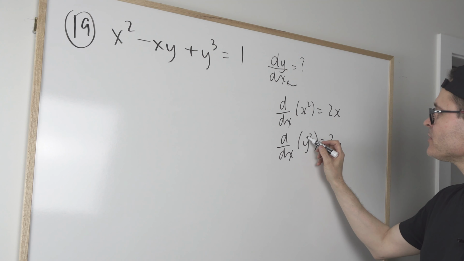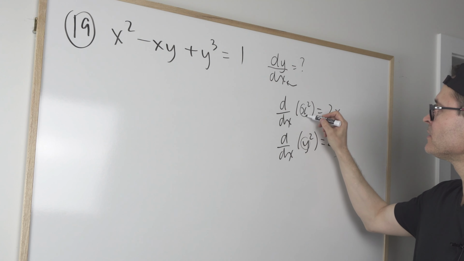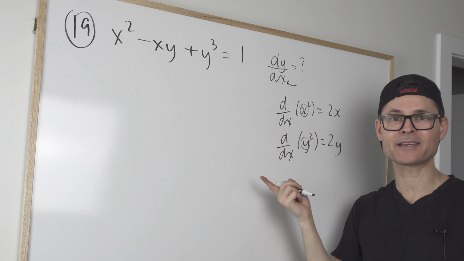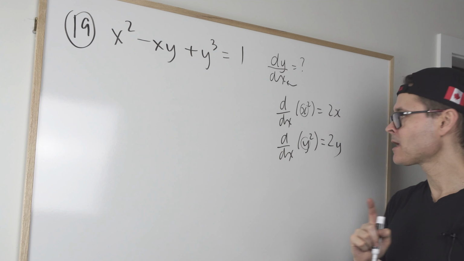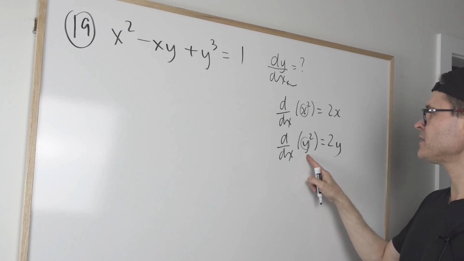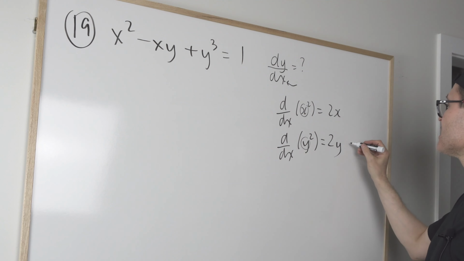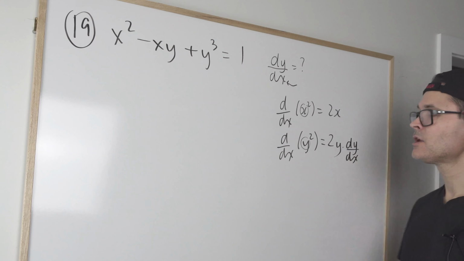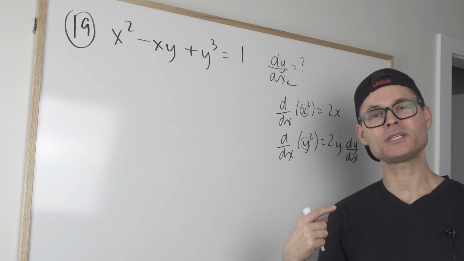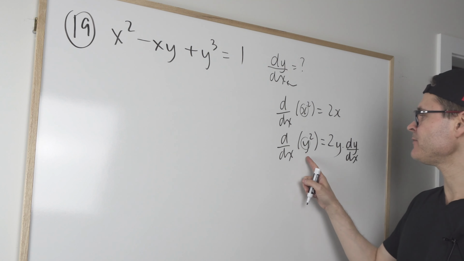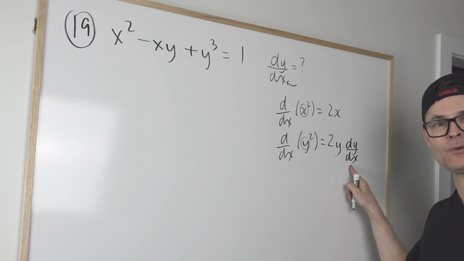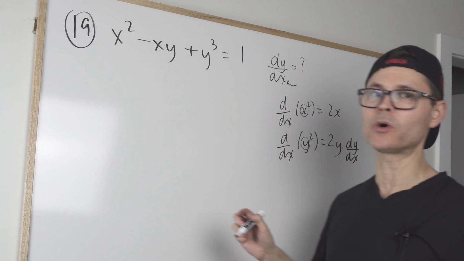But then remember, this is the inside function. So the reason why it's only 2x is because dx/dx is 1. But here I'm taking the derivative of y with respect to x. So I have to then multiply it by dy/dx. If you have trouble understanding that, just remember that if you're acting on y, the y has to be written as dy/dx. Let's take a look and see how it works, okay?